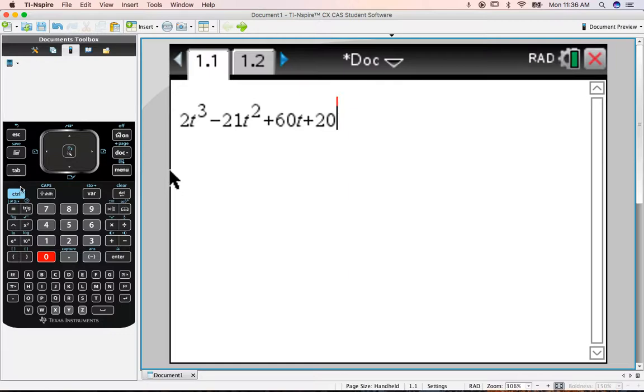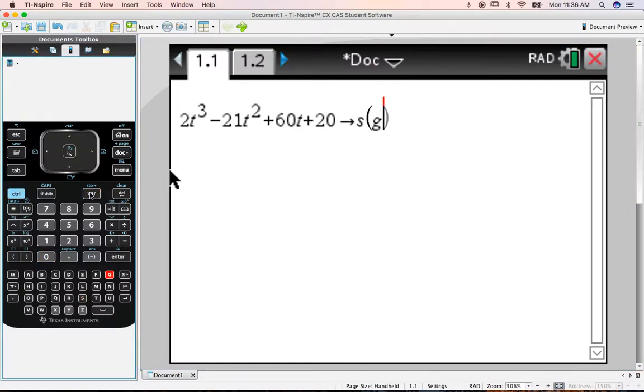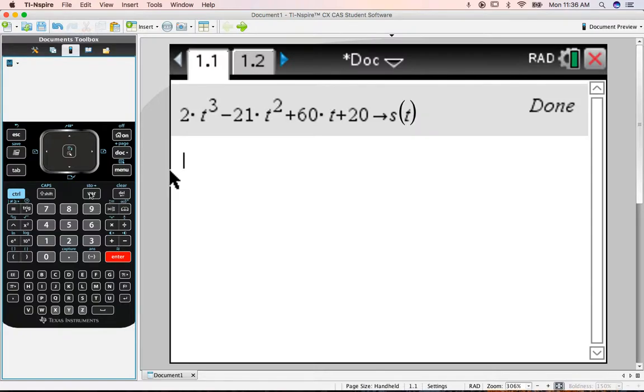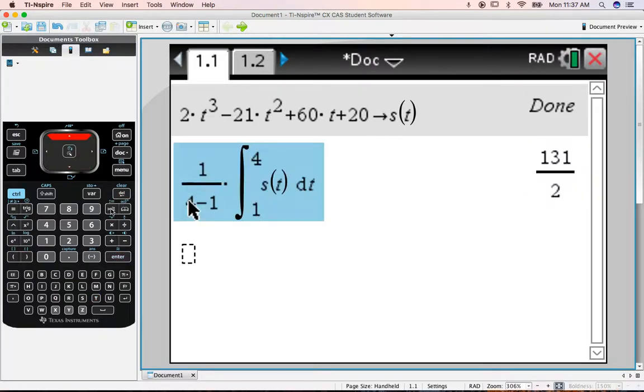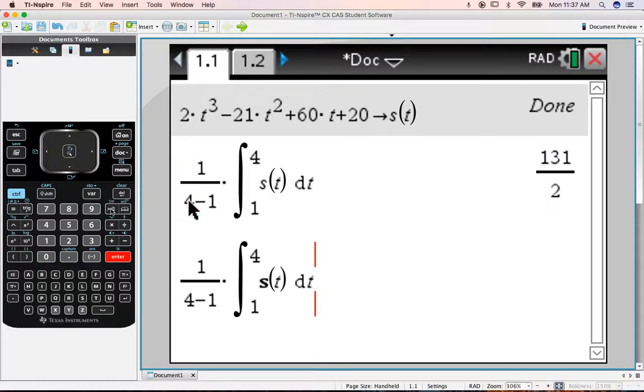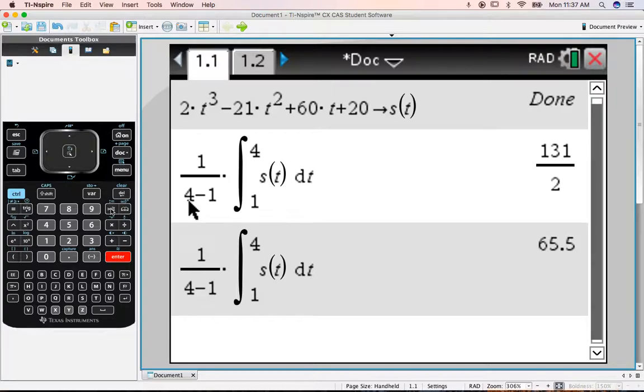And if I stored this as s of t the way they gave it to me in my problem, now I can use a little bit of a shortcut. If I need to do this multiple times, I already have it stored as s of t. So I'll say 1 over 4 minus 1, multiplied with the integral from 1 to 4, and now I can just put s of t, because look, it's bolded because it's already saved from the line above. Then I'll get this answer. Let me go back, press enter to copy it, and then press control enter to get a nice, pretty decimal. This is the answer that we got before, 65.5, so that did check out.